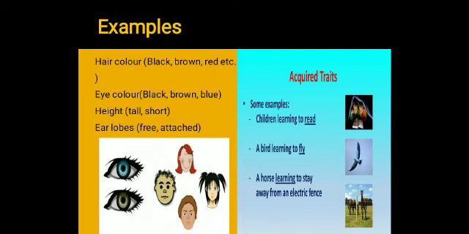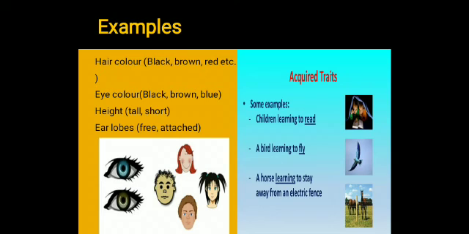Other than that, shape of the nose and bone structure, and also a skunk's ability to spray. These are all examples of inherited traits: hair color, eye color, height, earlobes, shape of the nose, and several other characters that come from the parents to the offspring. But if you are taking acquired traits, I already told you, acquired traits are not passed from the parents.